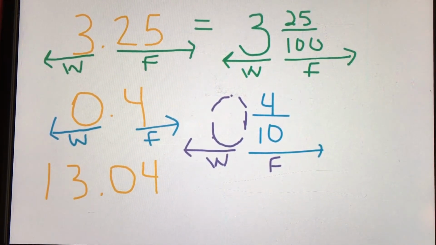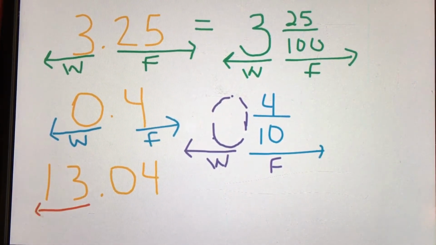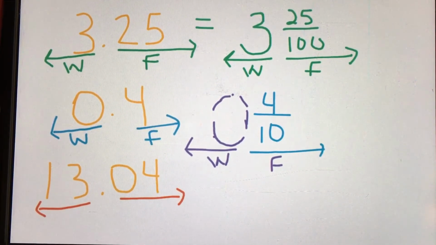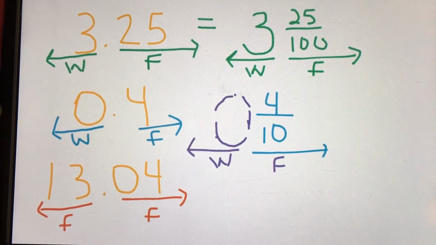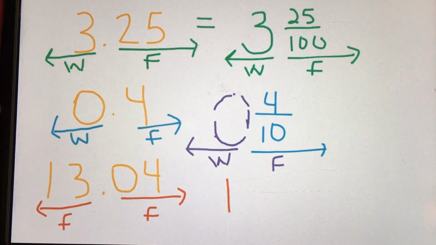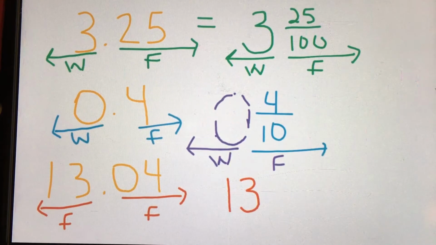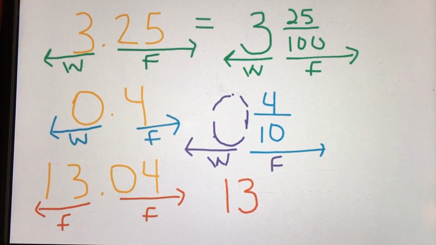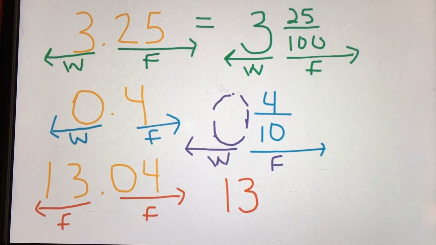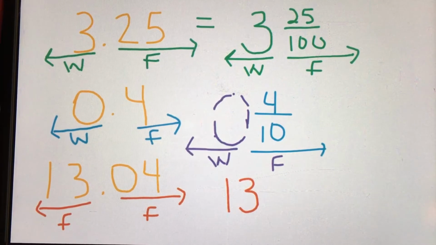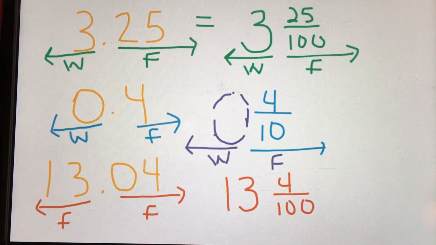Let's look at this last number. We say it 13 and 4 hundredths. Once again, here's my whole number part. Here's my fractional part. So my whole number part would go in front, and notice how big it is. It's the height of the whole entire fraction. And whatever says fraction, I'm going to make a fraction out of. So the number I read after the decimal is 4, and the place value is hundredths.